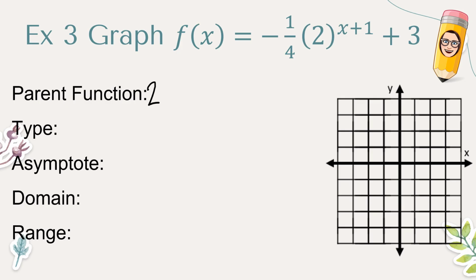First of all, the parent function is the base to the power of x. My type, it is growth. So I already have a picture in my brain of what this might look like, okay? Asymptote, I'm going to fill that in right away. It's always going to be y equals your vertical shift. Yep. Guess what? Your domain, it's always forever.